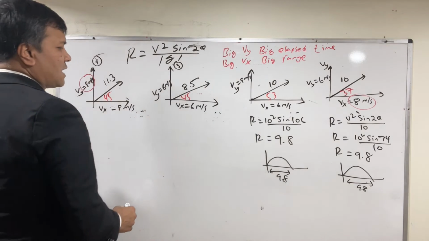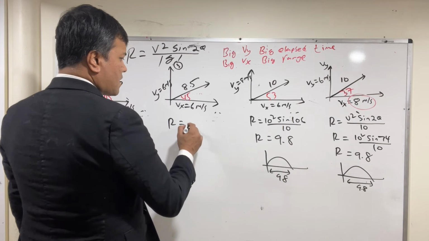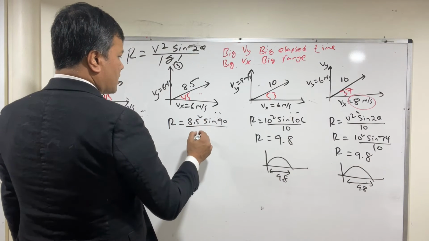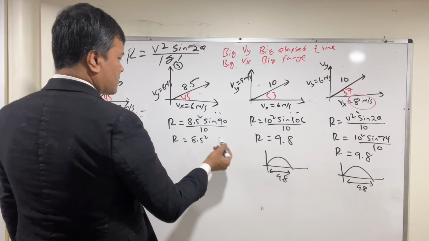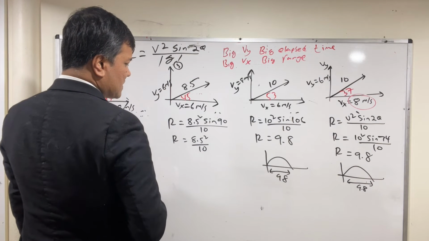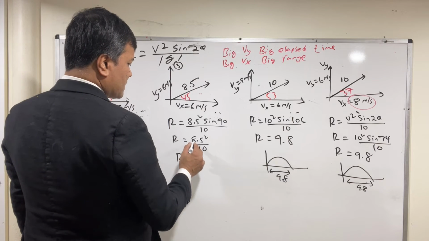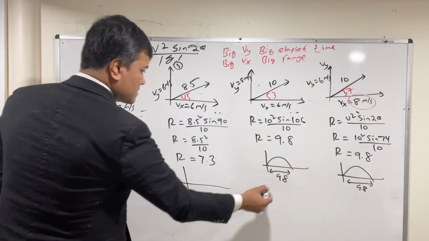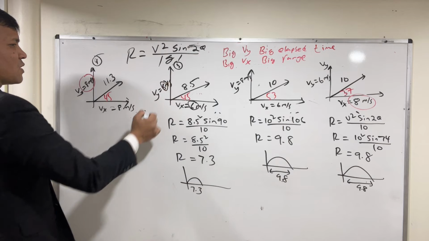All right, let's see this one. R is equal to 8.5 square sine 90 over 10. So 8.5 square, sine 90 is 1, over 10. So this is not quite 100. So this is 7.4, 7.3, not sure. All right, so this is smaller than this. This is 9.8, by the way. This is smaller than this, 7.3, because this and this are smaller than the others.